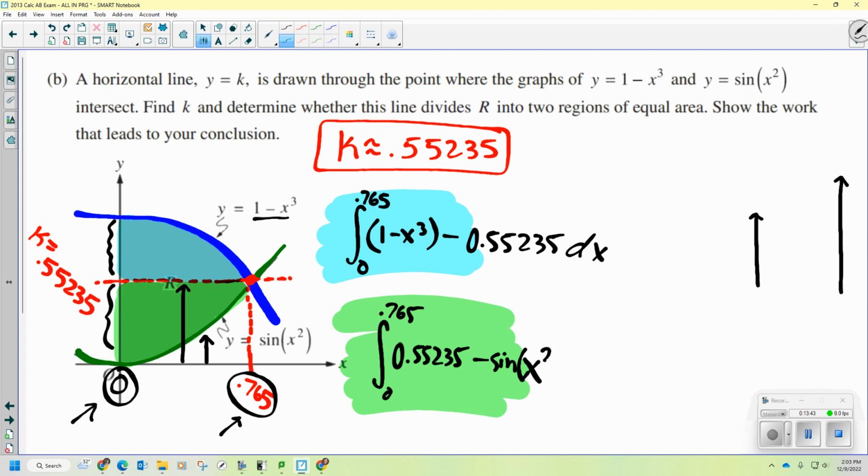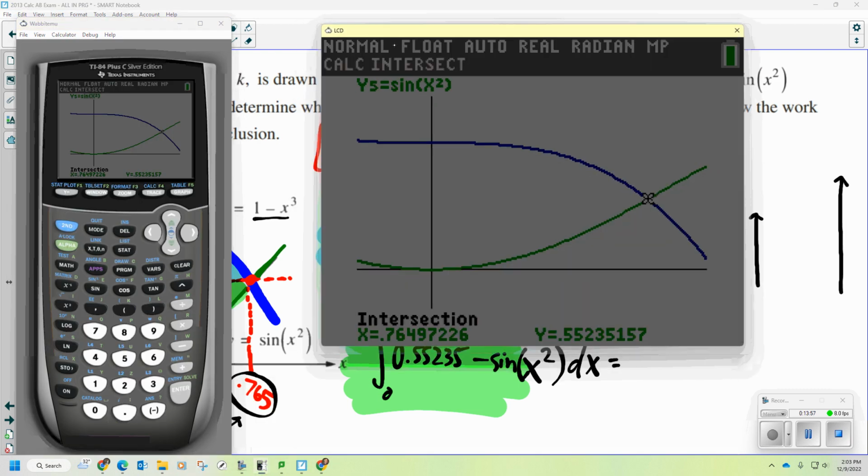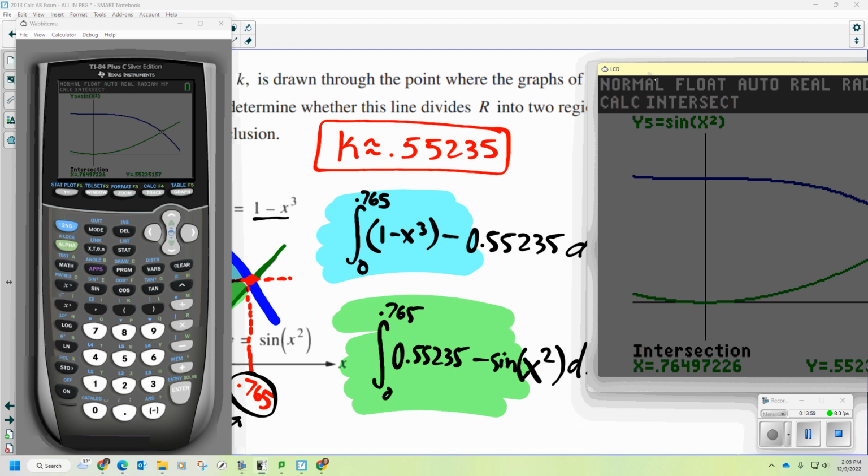X squared, there you go, dx. Let's figure out what these are. Let's see if they're the same. Let's see if that red dashed line cuts that area in half. If it did, the areas would be equal.